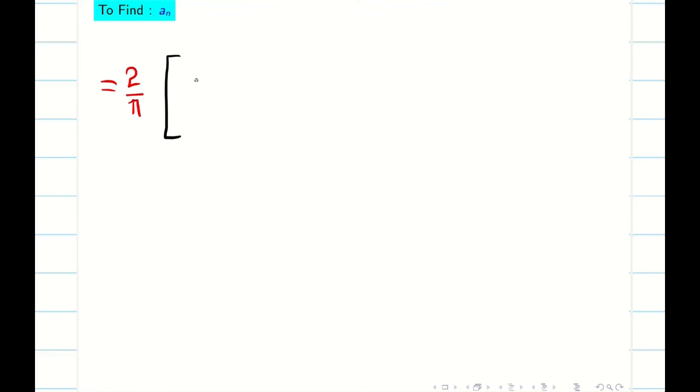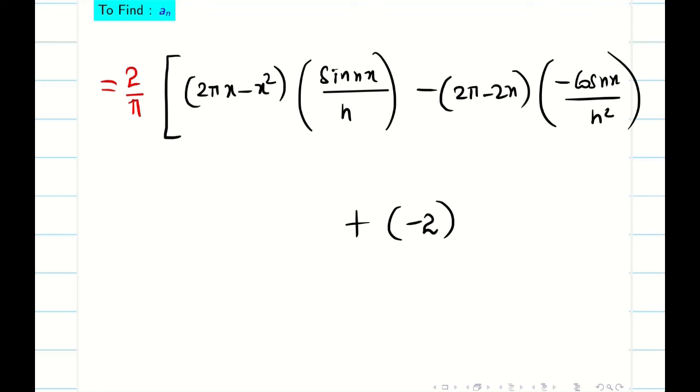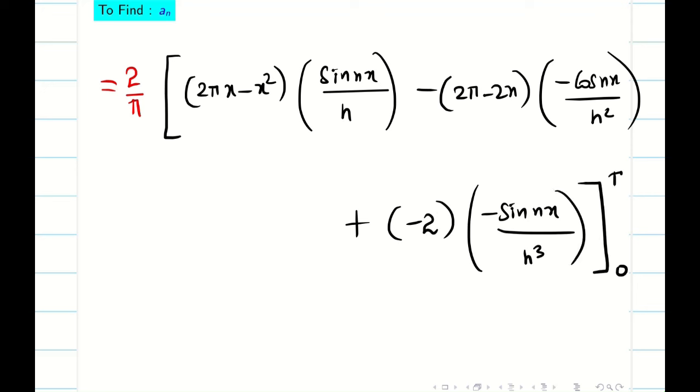Now writing the terms: 2 pi x minus x square into sin nx by n, minus 2 pi minus 2x into minus cos nx by n square, plus minus 2 into minus sin nx by n cube. My upper limit is pi and lower limit is 0. Now we are very confident that in the interval 0 to pi, all my sine is 0 when n is an integer. So I can put directly first and third terms are 0.